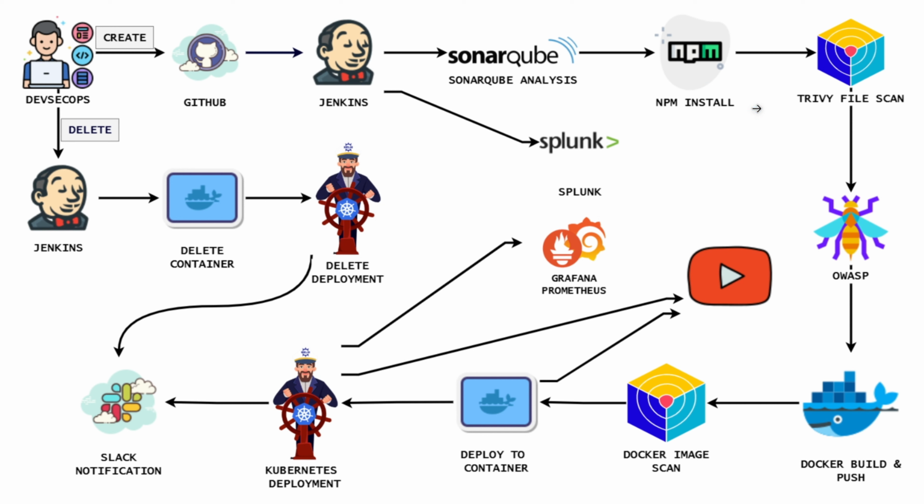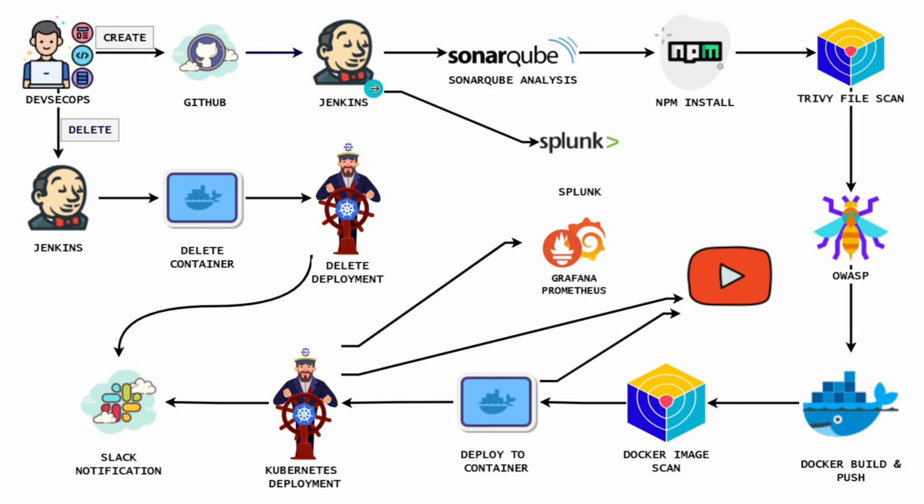We are going to scan our complete code with a file scan using Trivy, and scan the dependencies using OWASP. Finally, we are going to build our Docker image, scan it using Trivy, deploy it on the container, and again deploy on the Kubernetes cluster. At the end of every pipeline, whenever we start any build, we will get a Slack notification. So this is the complete process for the create application.